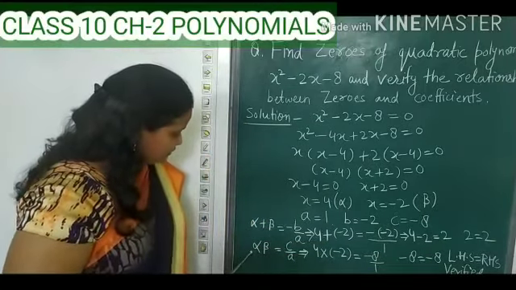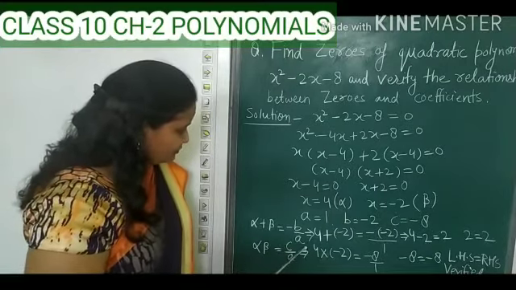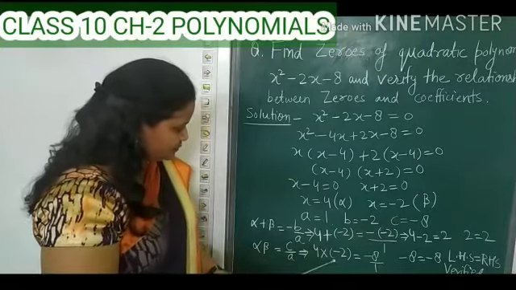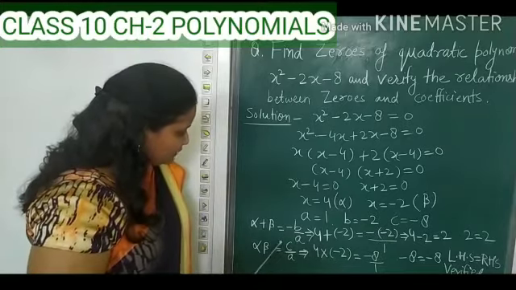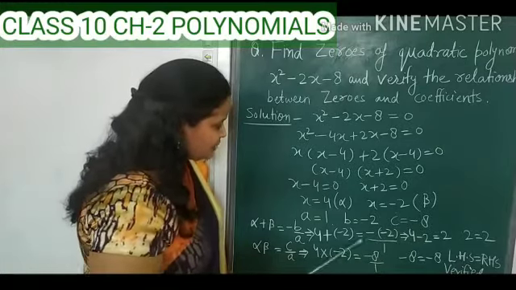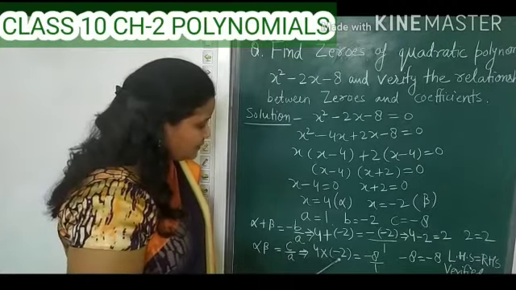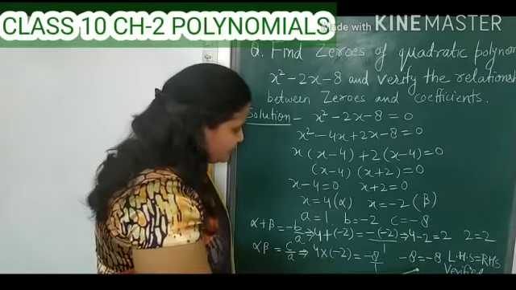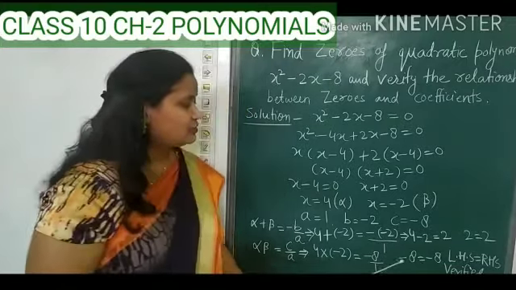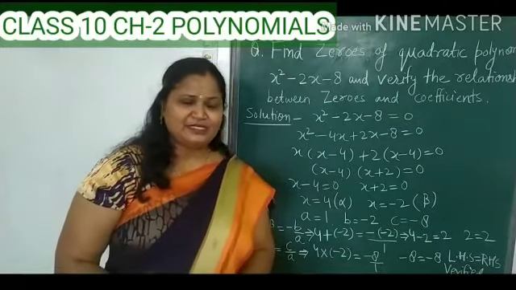Now we come to the next relationship, which is alpha beta equals to c upon a. So for alpha we substitute 4, and for beta we substitute minus 2. For c upon a, the value of c is minus 8, so I substitute minus 8, and the value of a is 1. So 4 multiplied by minus 2 gives minus 8, and minus 8 upon 1 gives again minus 8. So here also left side is equal to right side. So our relationship is verified.